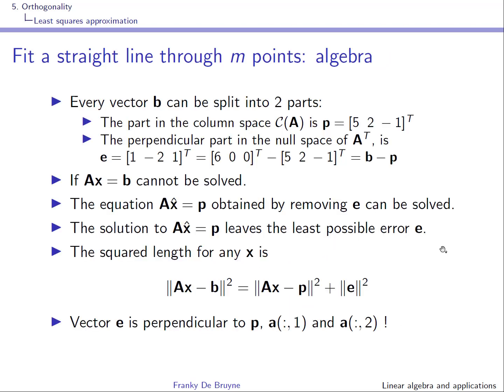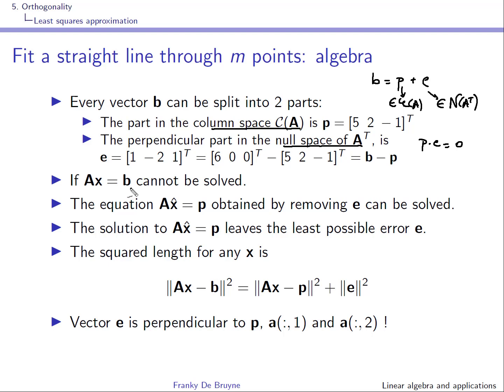Well, the algebraic interpretation is as follows. We split b into parts, one that is in the column space and one that is in the null space. So we split b into p plus e. This one here is in the column space, and this one will be in the left null space of the matrix A. And indeed these are the two vectors p and e, and you can see that p scalar product with e is indeed 0.